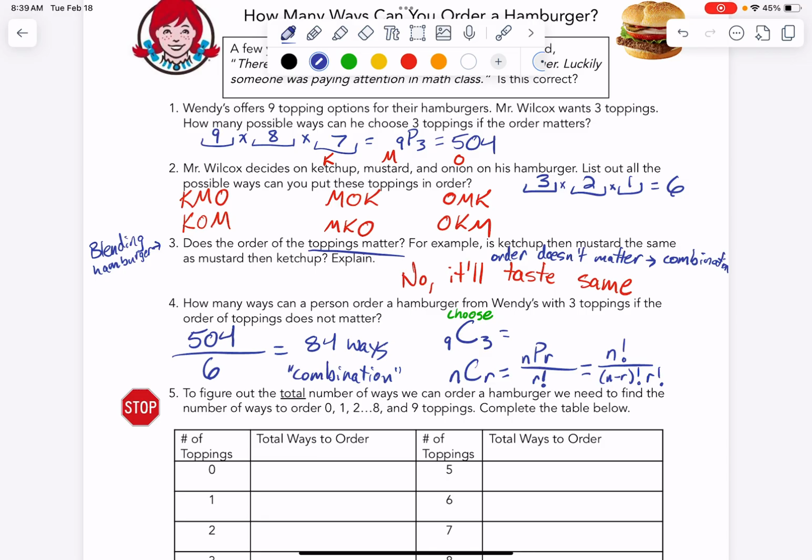So for 9 choose 3, we could do 9 permute 3 over 3 factorial. Or we could do 9 factorial divided by (9 minus 3) factorial times 3 factorial. So lots of, in the weeds, lots of factorials. You'd have to type this all out. We don't want to do that.